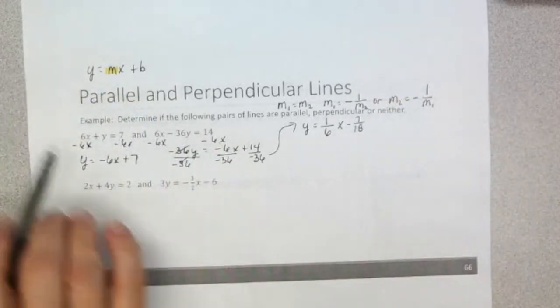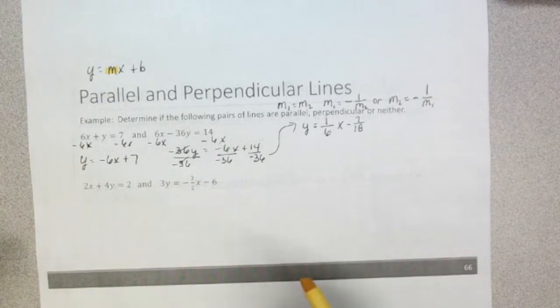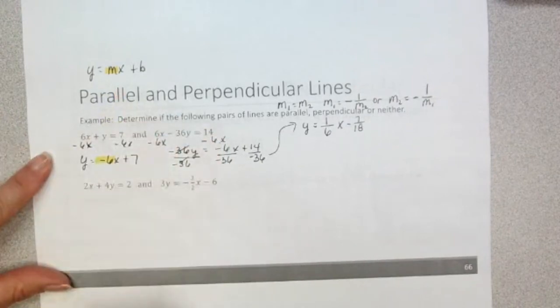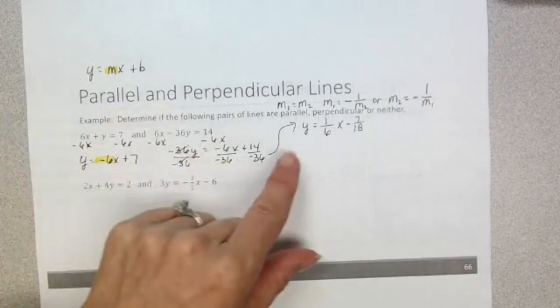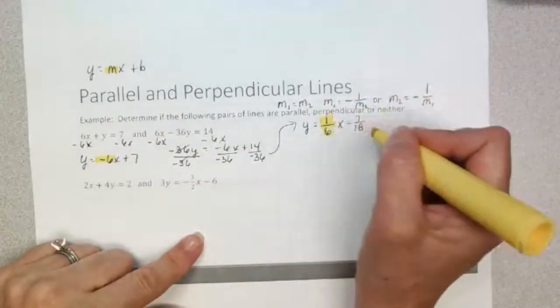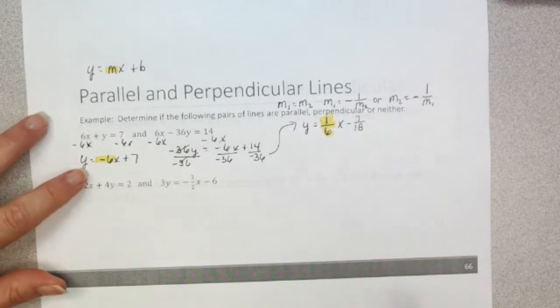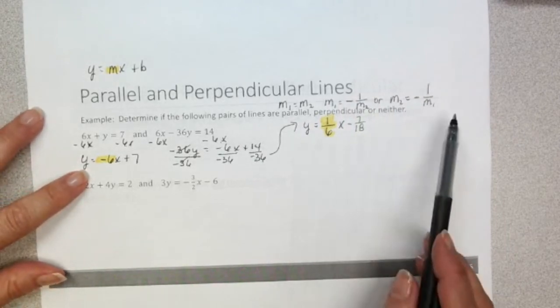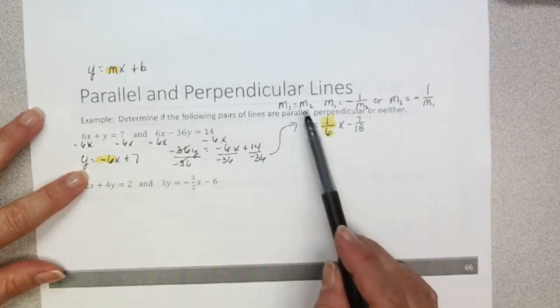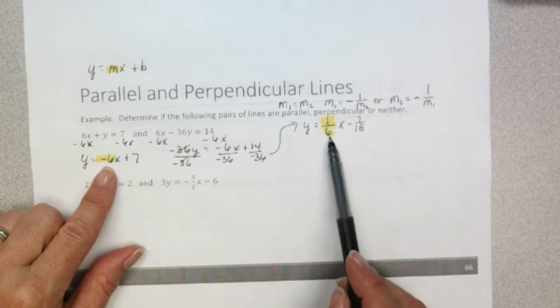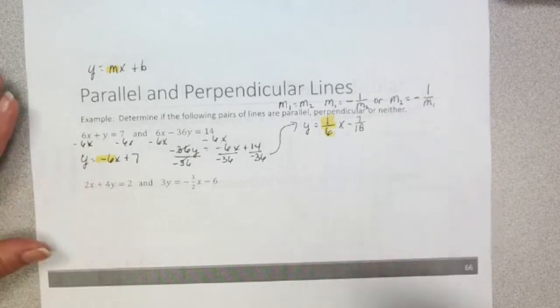All right, so here's my two equations. Let's compare the slopes. The slope of the first equation is negative 6, and when I solve for y in the second equation, the slope is positive 1/6. Are they parallel, perpendicular, neither? Well, they're not parallel because negative 6 is not equal to 1/6. Are negative 6 and 1/6 opposite reciprocals, right?